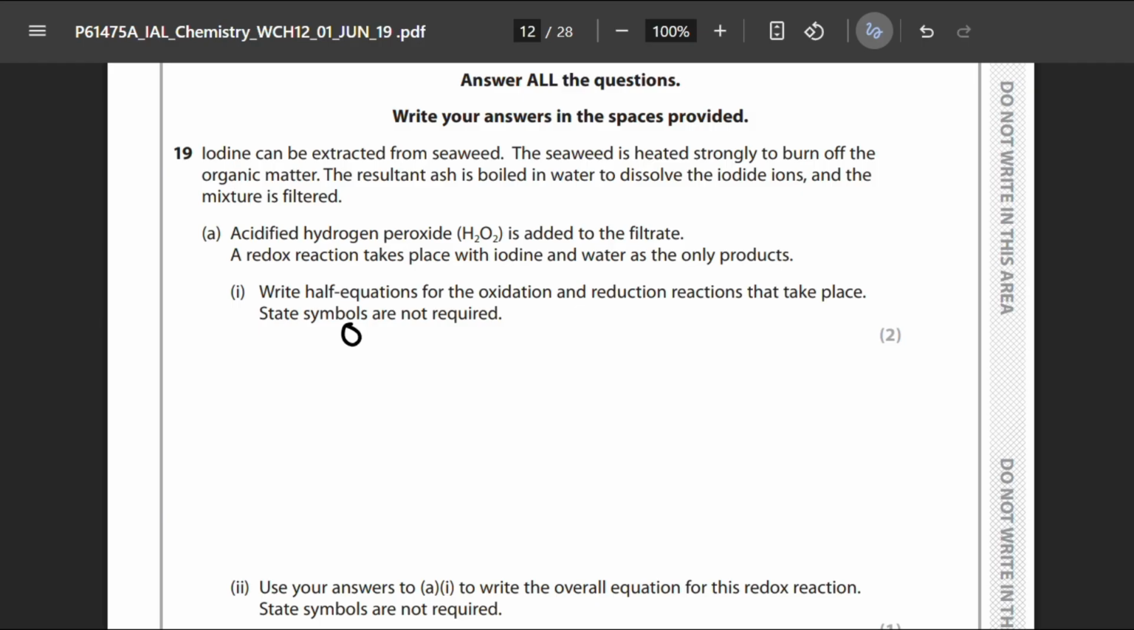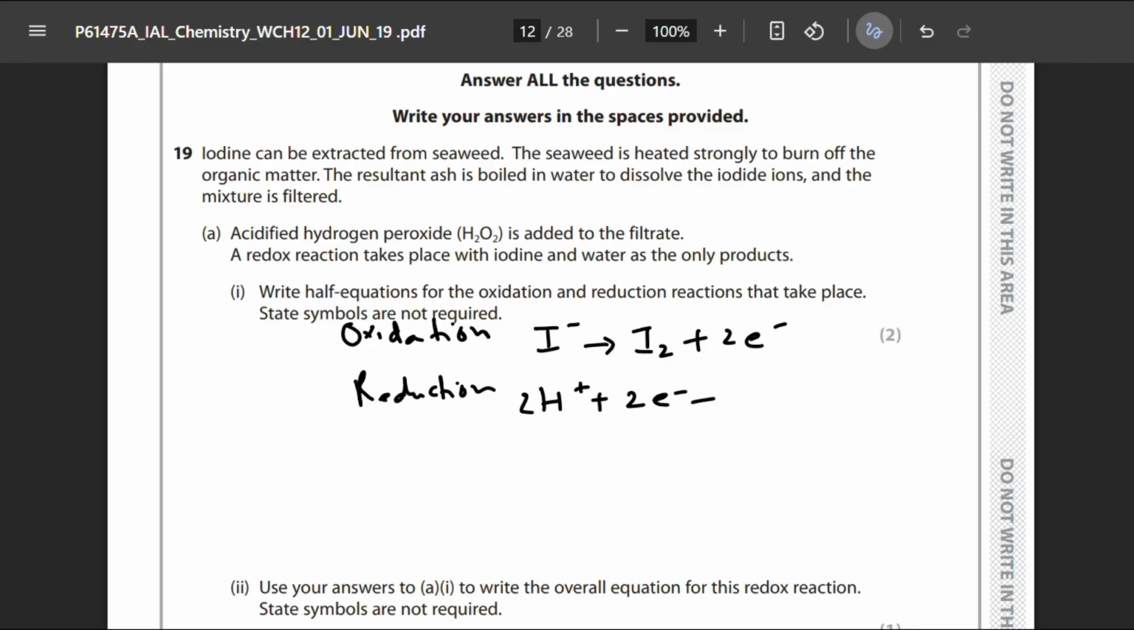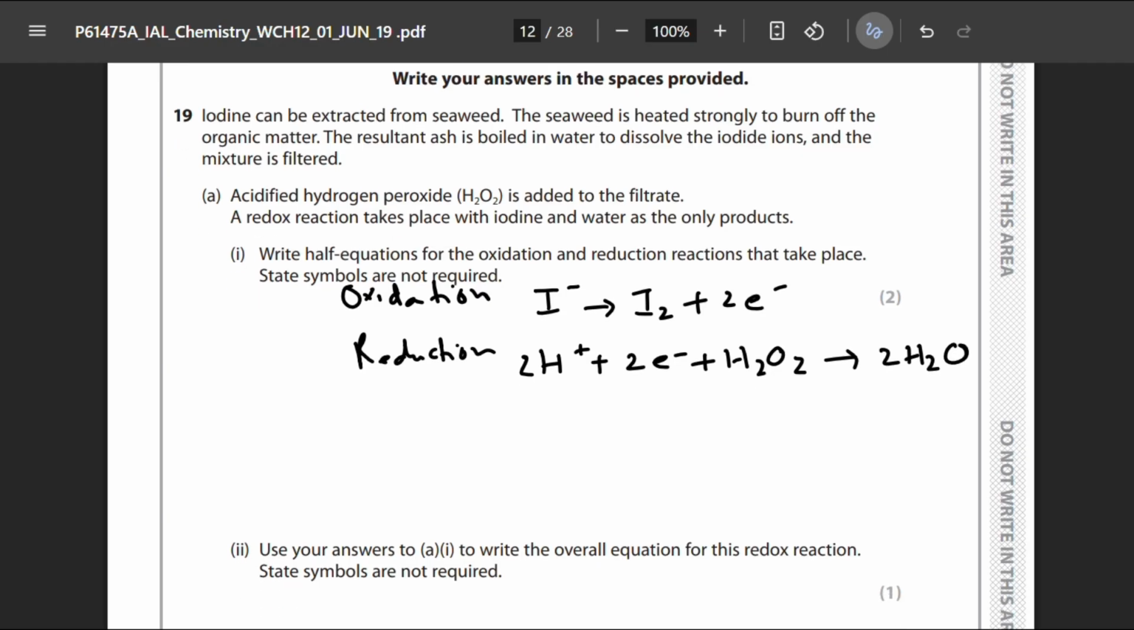So the half equations are of oxidation as well as reduction. The iodide ions get oxidized, lose electrons and form iodine. In the presence of acid, hydrogen peroxide will gain electrons to form water, and this process is reduction.